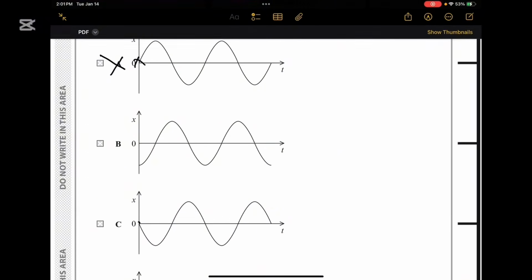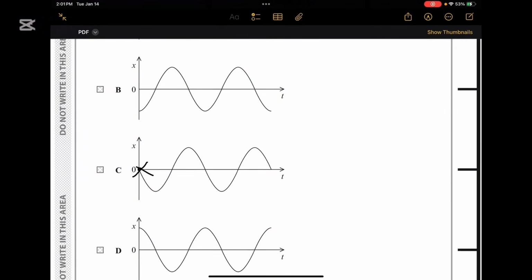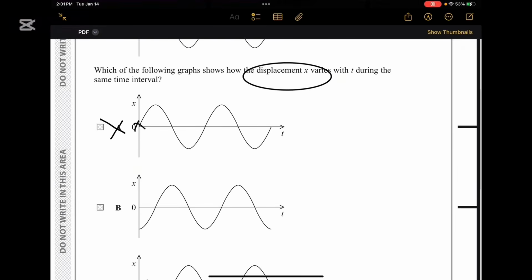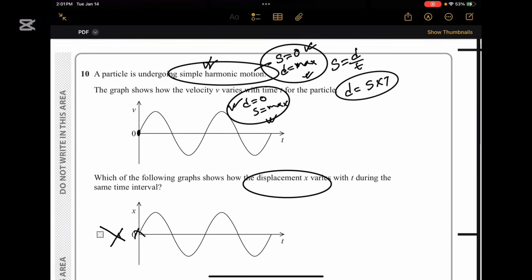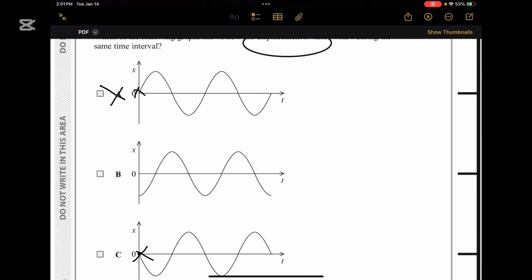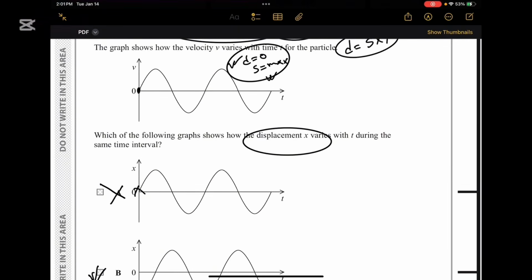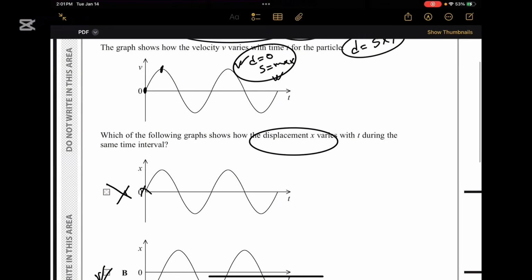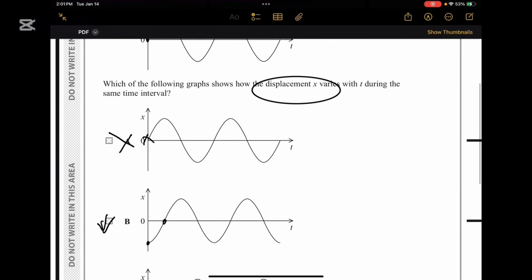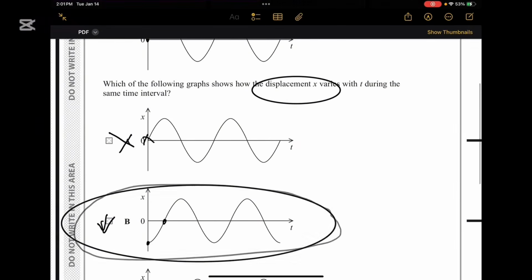Our C cannot be the answer because the displacement is also 0. This displacement cannot be 0. Displacement needs to be maximum when the speed is 0. Here, when the speed is 0, the displacement is maximum. That's why this is our correct answer. Here, when the speed is maximum, the displacement is minimum. That's why this is our correct answer. The correct answer is B.